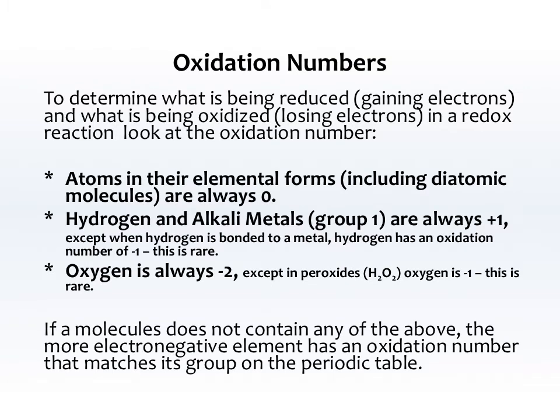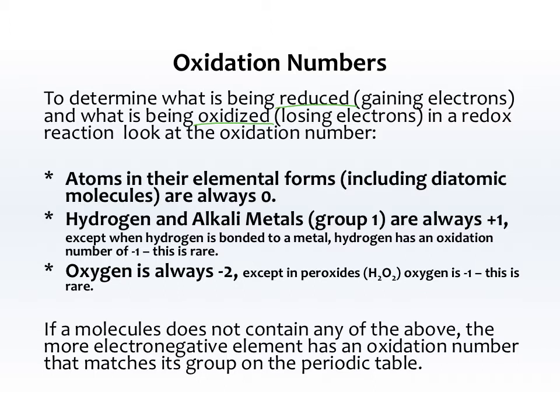First thing you need to know is oxidation numbers. Essentially that is the charge on the atom if it became an ion. To determine what's being reduced, the thing that's gaining electrons, or what's being oxidized, the thing that's losing electrons, because remember, redox has to do with the gain and loss of electrons, we need to look at the oxidation number.